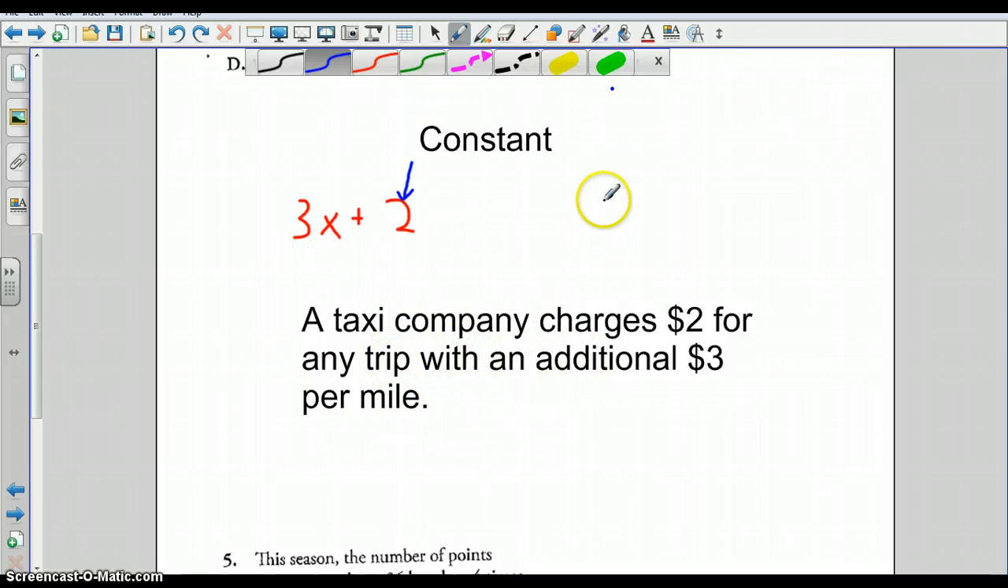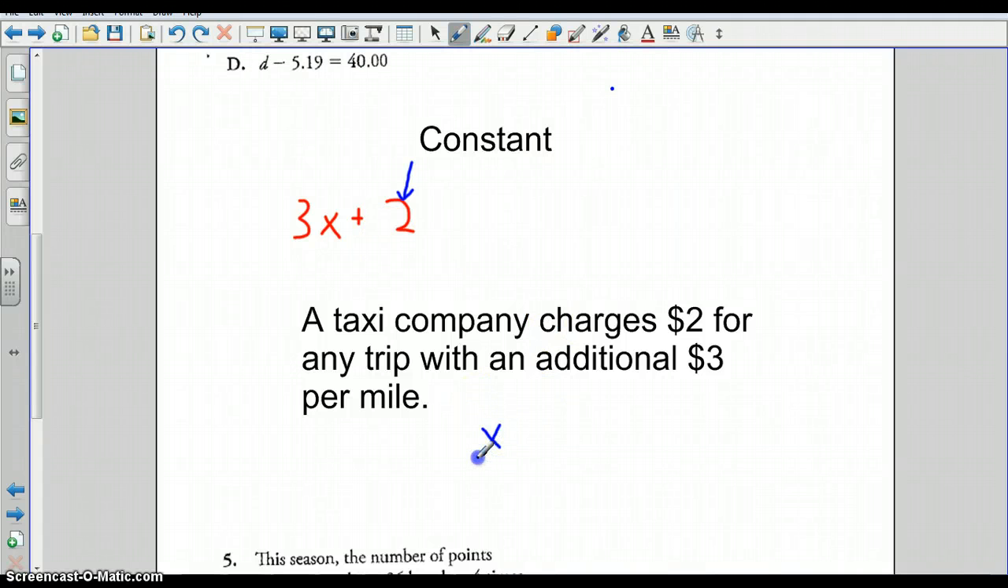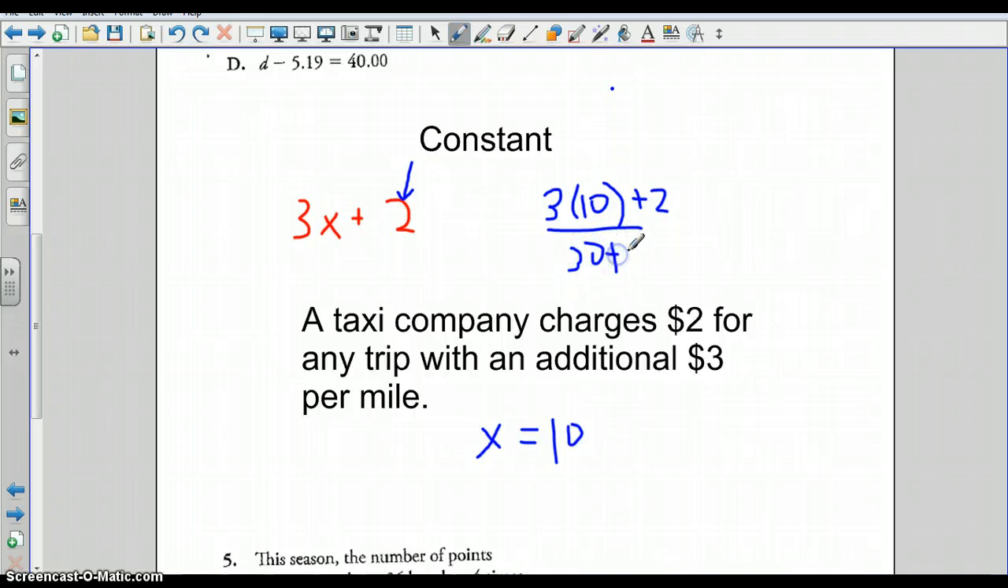And basically what you could do with this is say, let's say that we go 10 miles. So x equals 10. We pay $3 for every mile, so 3 times 10. And then everyone pays this $2, that's our constant rate. So for our mileage, we're going to pay $30. It's going to cost us that much, $30. And then we add on our constant rate of $2, and we end up paying $32 for our trip.